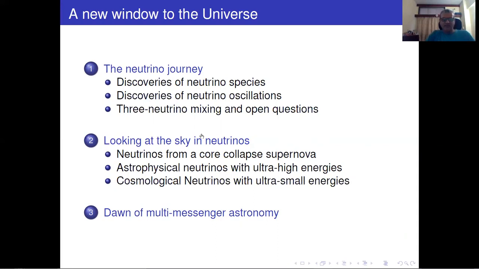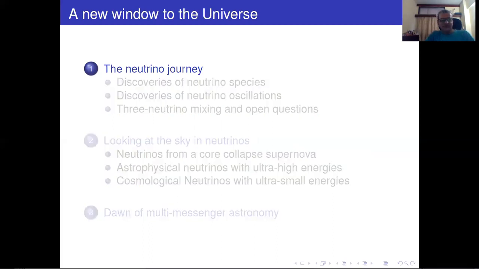Then I will turn the mood around, and now we will try to understand astrophysical objects by looking at neutrinos. In the first part of my talk, we will understand neutrinos by looking at astrophysical sources. The second part of my talk is understanding astrophysical sources by looking at neutrinos. Okay. And I will end by telling you something that is happening very, very recently, how neutrinos are playing a big role in what is called multi-messenger astronomy.